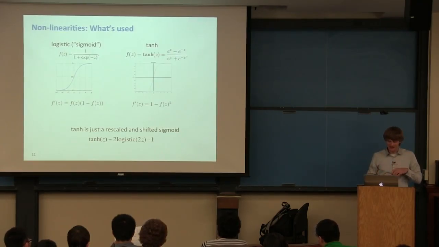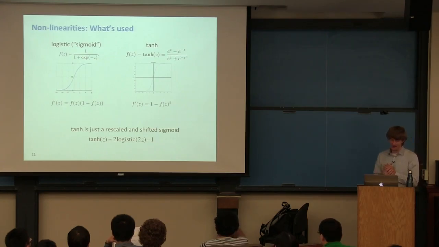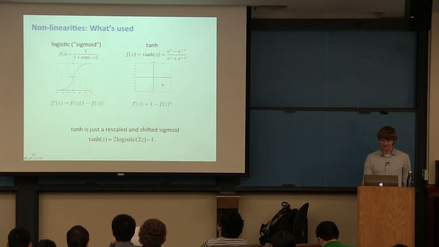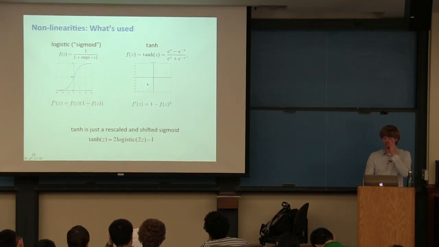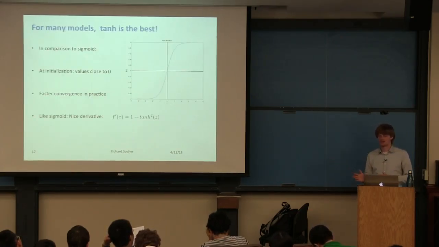You could actually argue that tanh doesn't really matter because, mathematically, you can just rescale and shift a sigmoid to get exactly a tanh. So if you multiply the inputs themselves by 2, and then you apply your sigmoid, and then you multiply that output by 2 and subtract 1, you actually get the tanh unit.